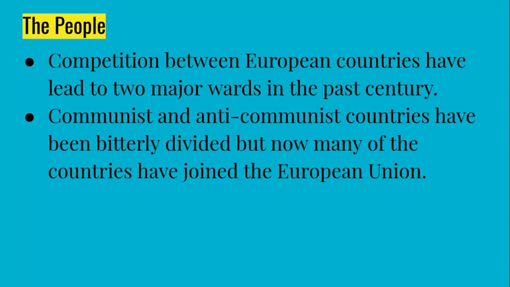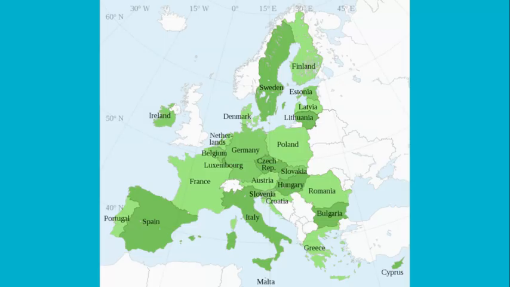Competition between European countries has led to two major wars in the past century. So we've got World War I and World War II as a result of European countries competing with each other. Communist and anti-communist countries have been bitterly divided, but now many of the countries all joined what we call the European Union. So this European Union is just a way to unite these countries so that they're working together instead of against each other. And here's another map of some of the countries that we will be going over in the European unit.